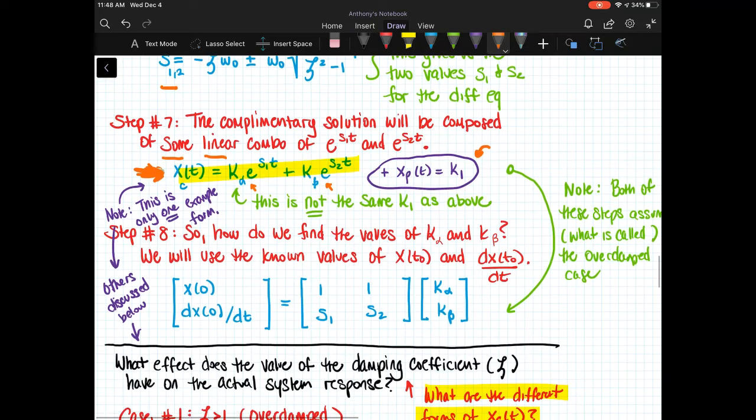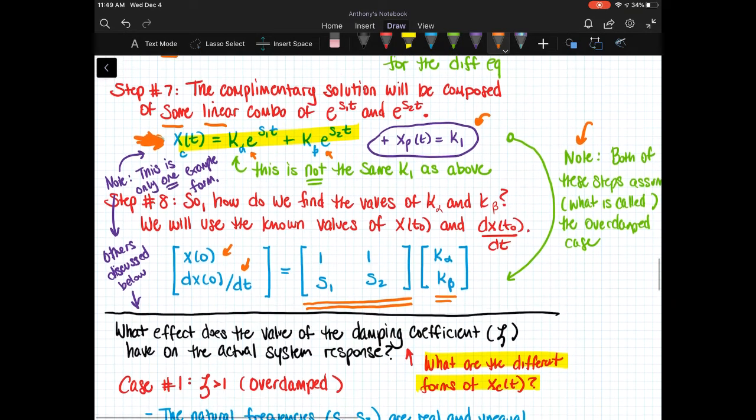Okay, so like I show right here, both of these steps, step 7 and step 8, are assuming that we have what is called the overdamped case. So if we have this type of complementary solution here, you see that we can set it equal to the initial condition as well as the initial rate of change for the state variable and solve using this matrix form right here. That'll allow us to come up with K alpha and K beta. And so that would essentially complete the process.